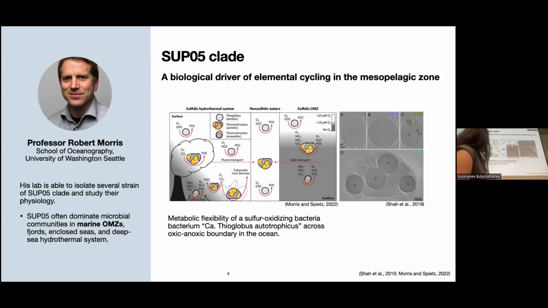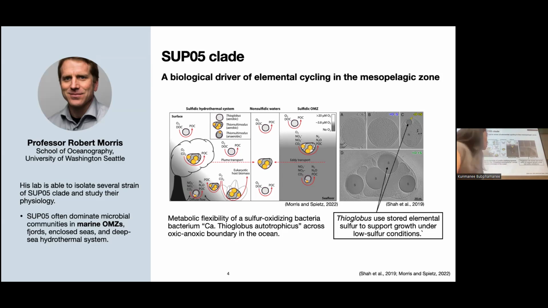Here is an example of a SUP05 clade member, Candidatus Thioglobus, and it has a remarkable flexibility because it can store elemental sulfur inside its body to support its growth. In an environment where sulfur is enriched, they store elemental sulfur. So when they move outside to an area where sulfur is low, they can use that sulfur to support growth. This metabolic flexibility offers an advantage in areas where chemical concentrations are shifting.